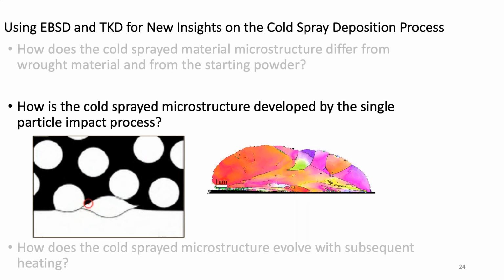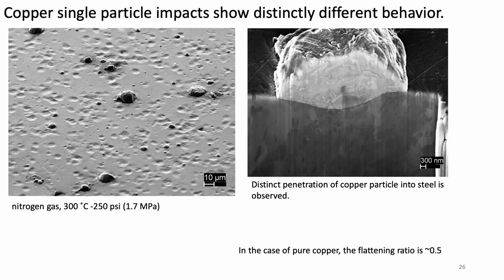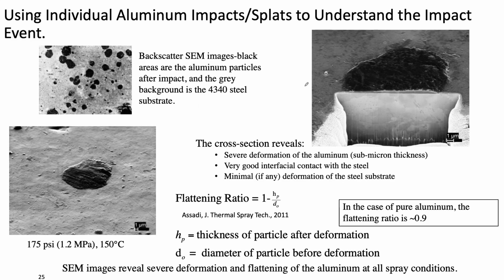And here's a picture we're going to talk about quite a bit. Notice that this scale bar is 1 micron, so this is pretty small stuff. Here are some backscatter images. This is spraying commercially pure aluminum onto a 4340 steel substrate. And what you can see is that it completely pancakes. These were spherical particles to begin with, and when they hit, they just pancake themselves.